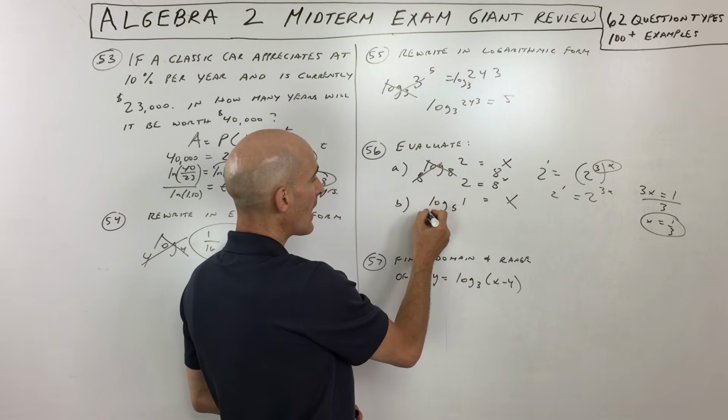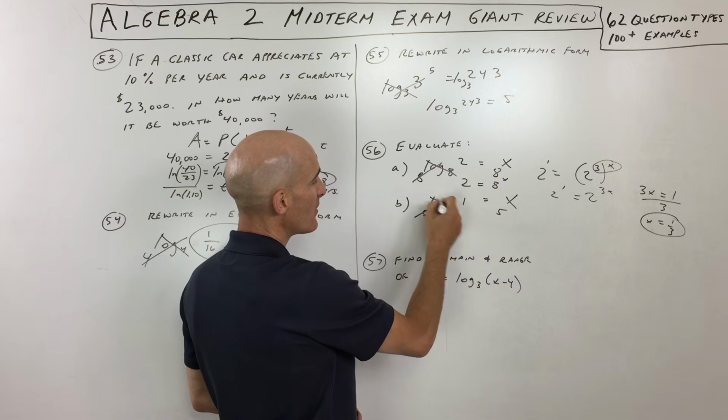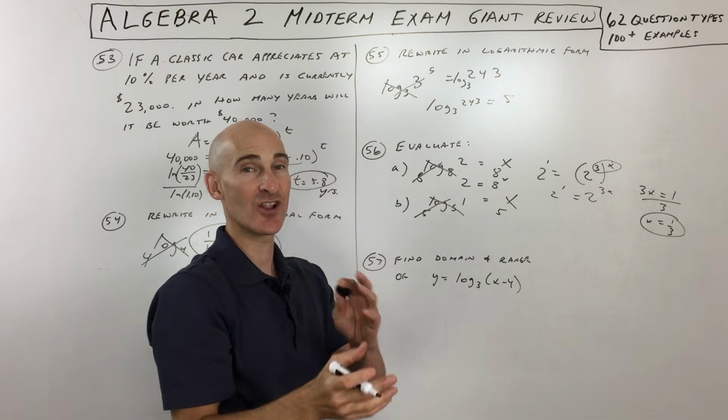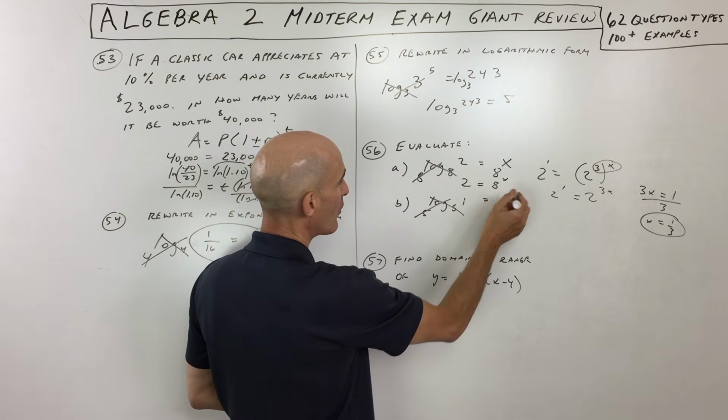For this one, I'm going to exponentiate both sides using base 5. So exponentiating and taking the logarithm, those are inverses of each other. 5 to what power is 1?